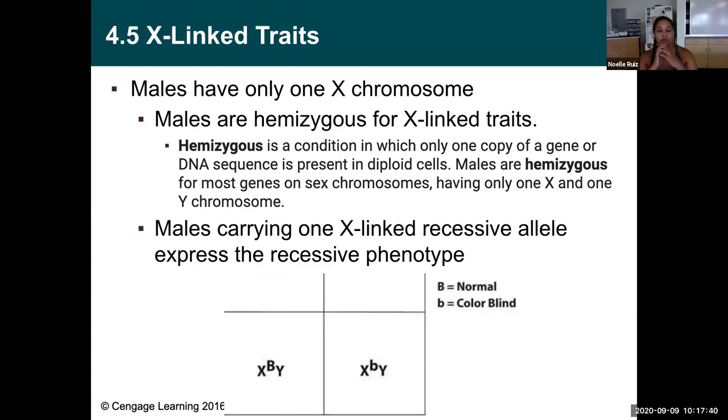So males carrying one X-linked recessive allele express the recessive phenotype because they only have one X. You don't link the allele to the Y because it's not linked to the Y. That's why it's called an X-linked trait.